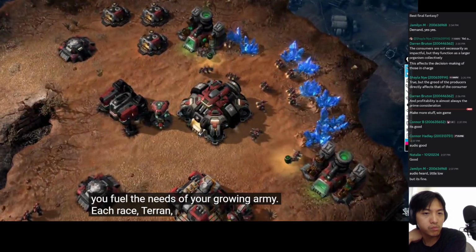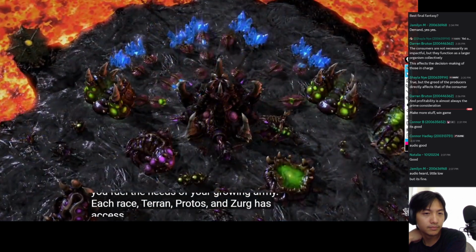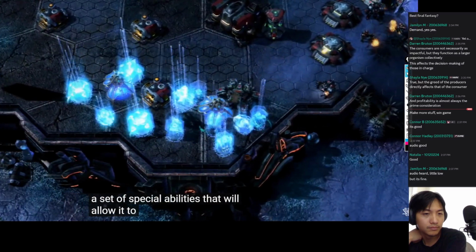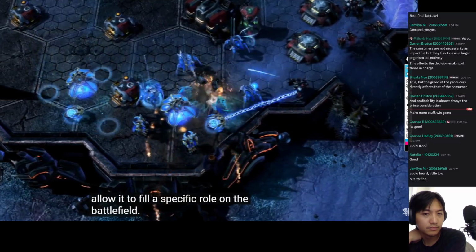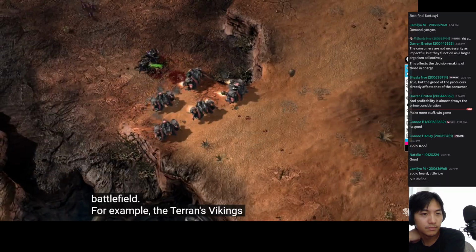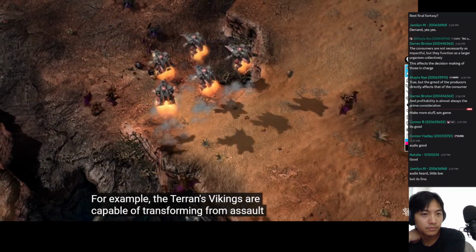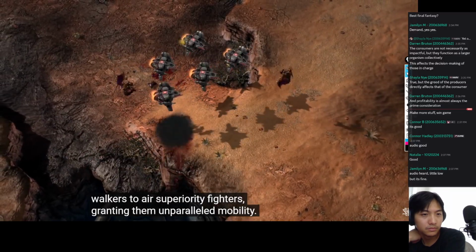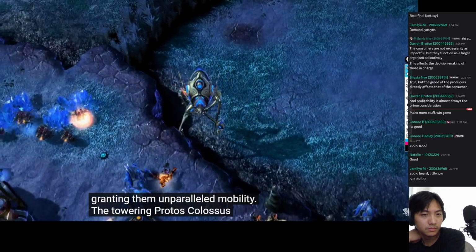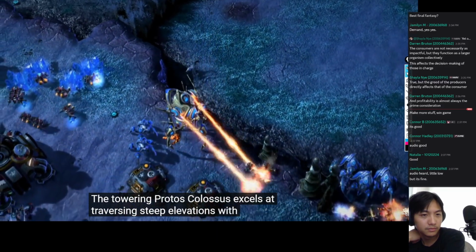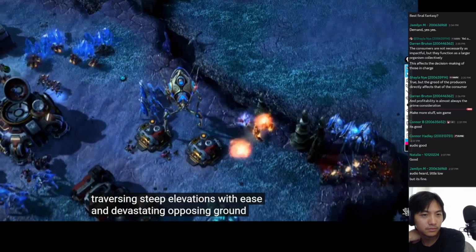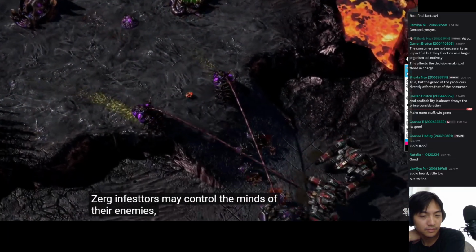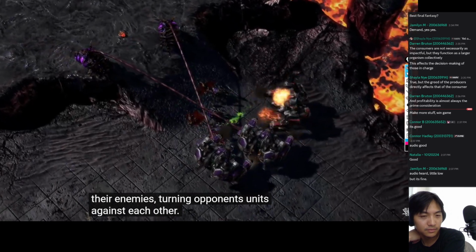Each race, Terran, Protoss, and Zerg, has access to a variety of units, each with a set of special abilities that will allow it to fill a specific role on the battlefield. For example, the Terran's Vikings are capable of transforming from assault walkers to air superiority fighters, granting them unparalleled mobility. The towering Protoss Colossus excels at traversing steep elevations with ease and devastating opposing ground forces. Zerg infestors may control the minds of their enemies, turning opponents' units against each other.